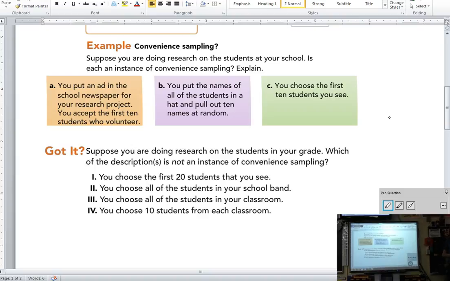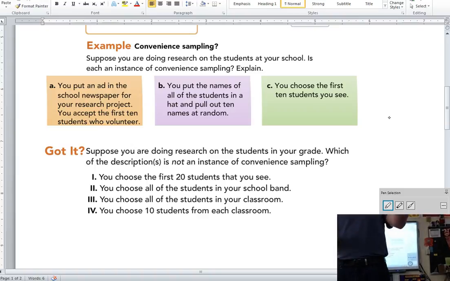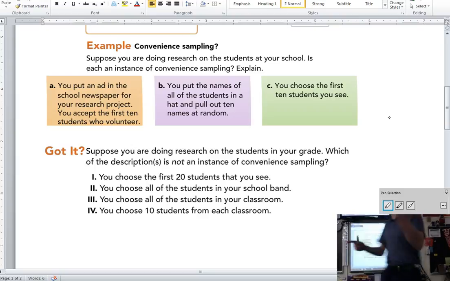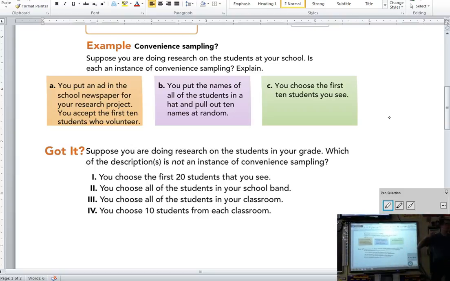Ashley, what do you think? You put an ad in the school newspaper for your research project, and you accept the first 10 students who volunteer. Would that be convenient for you? Ashley announces at Forum, hey, I'm going to take a survey, come see me if you want to do my survey. Everyone comes to Ashley. Is that easy for her? Yeah.